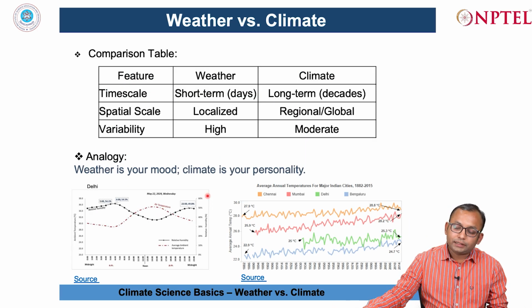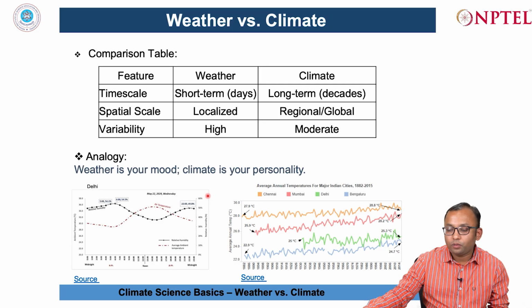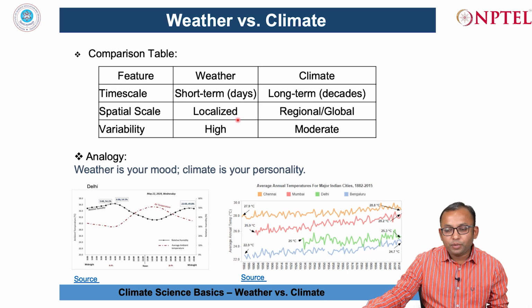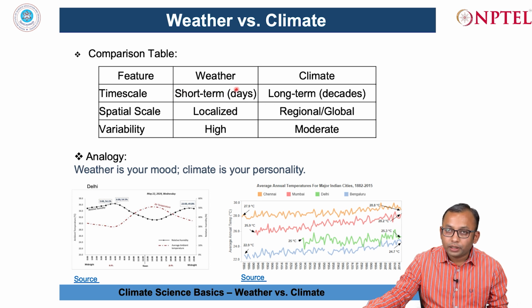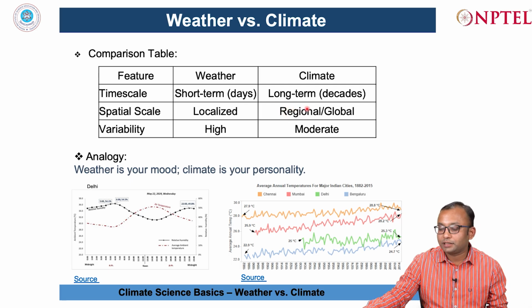But when you compare weather versus climate, how are these two similar or dissimilar? For example, on time scale, weather can be explained by the short term, in days, while climate can be explained by the long term, in decades. Spatial scale: you can explain weather in a localized manner, in one particular city or district or village level, for example. If you talk about climate, you can talk about a regional coverage, or sometimes we can also say at a global scale as well.